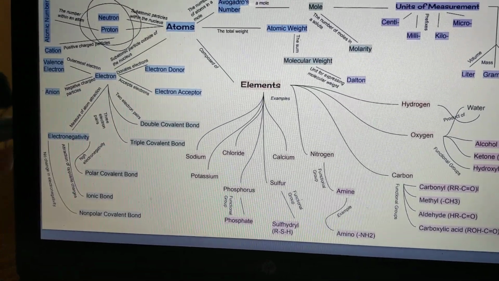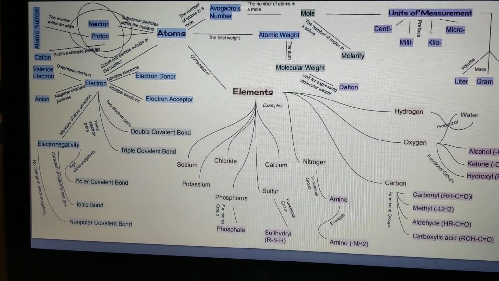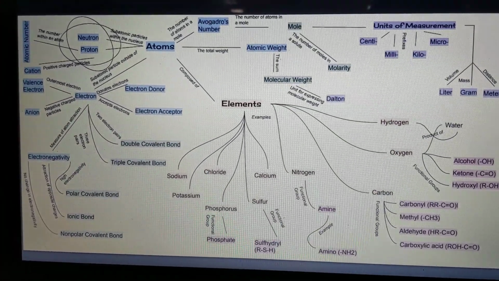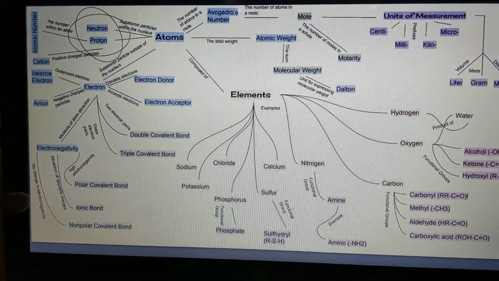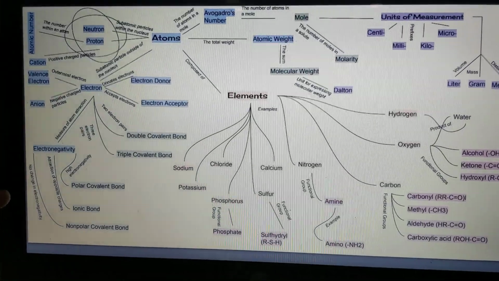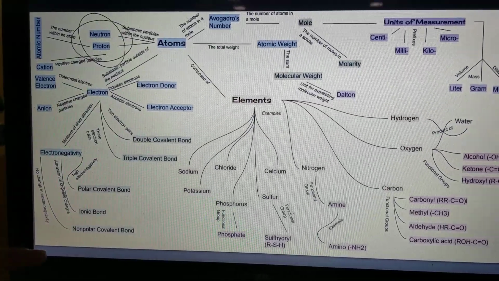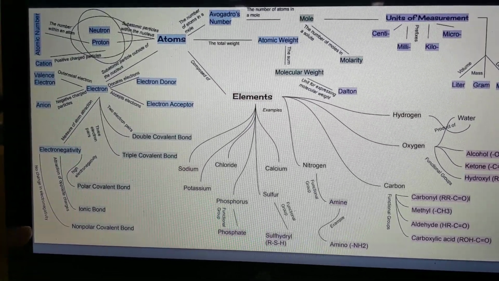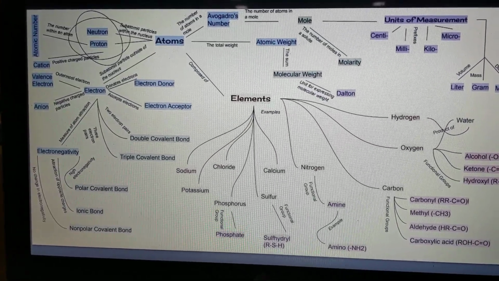Electron negativity we can also get from electrons. From electron negativity, we can get polar covalent bonds, ionic bonds, and non-polar covalent bonds. Polar covalent bonds are high in electron negativity, and non-polar covalent bonds have no change in electron negativity, whereas ionic bonds are attracted to opposite charges.